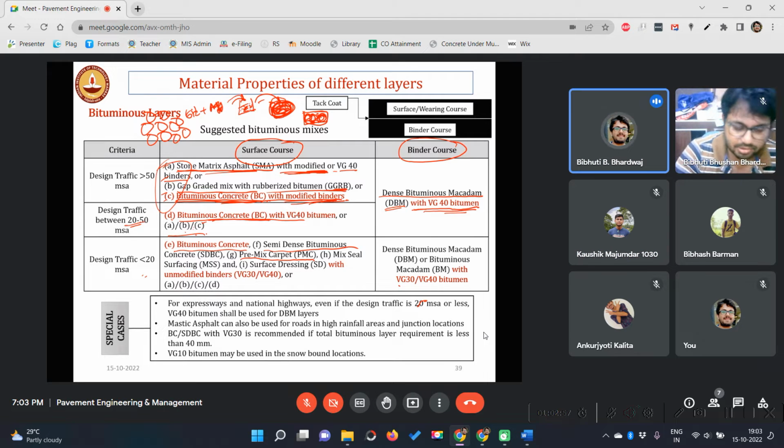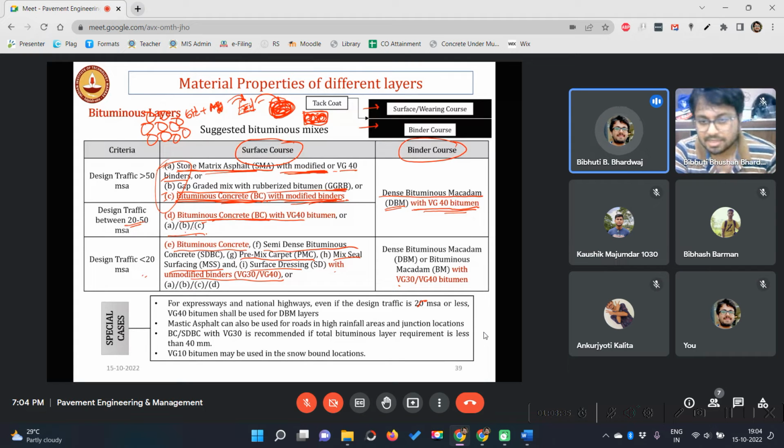Premix carpet, as you see in the rural roads, is a thin layer, generally 25 mm thick, especially in earlier roads. Mix seal surfacing, surface dressing. I think I will take an extra class to explain these things in detail, maybe while discussing the pavement maintenance part. Anyway, we now know what material to be used based on the traffic.